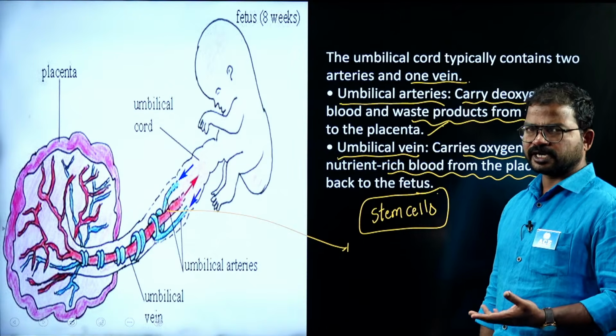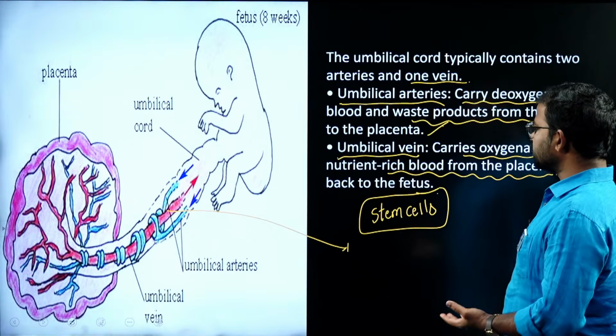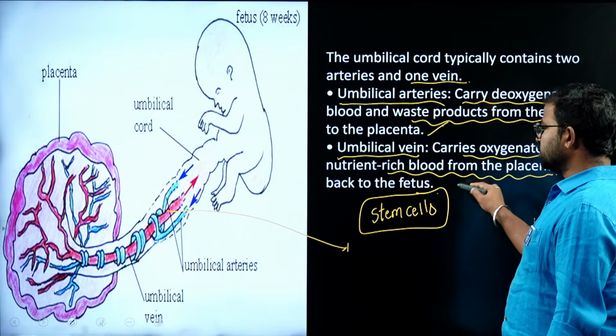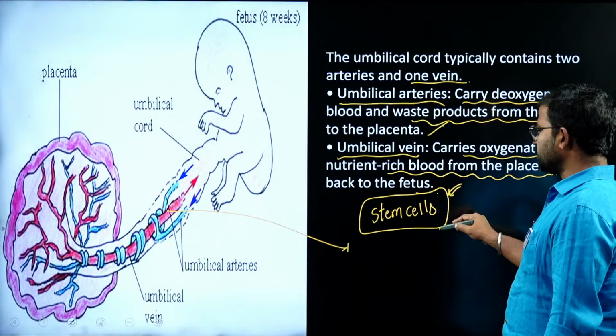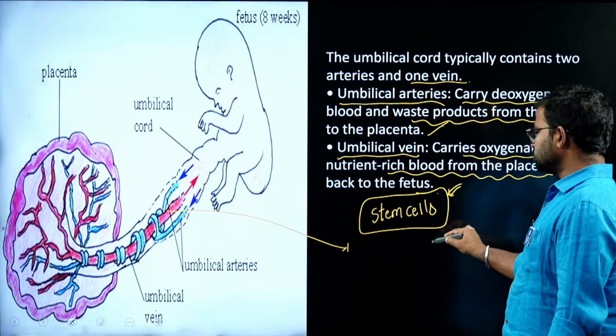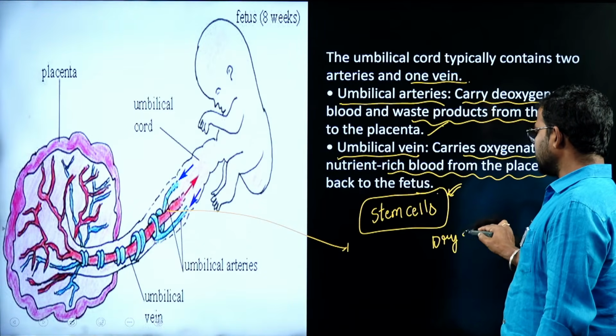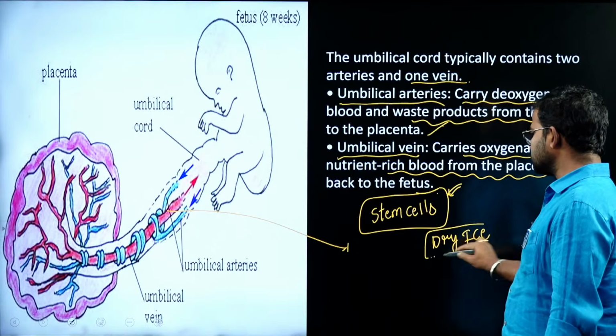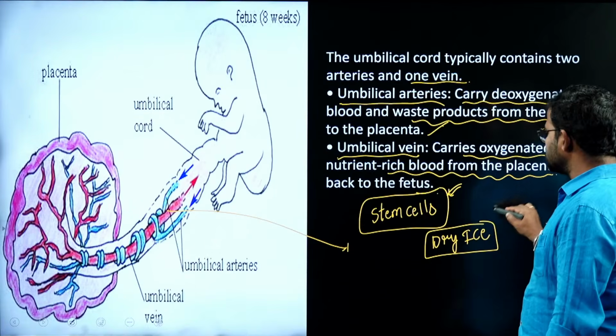So that's why most people are interested in preserving their stem cells, their baby stem cells, by using some chemicals. One is dry ice. Dry ice is a favorite question for SSC JE. Dry ice means solid CO2.